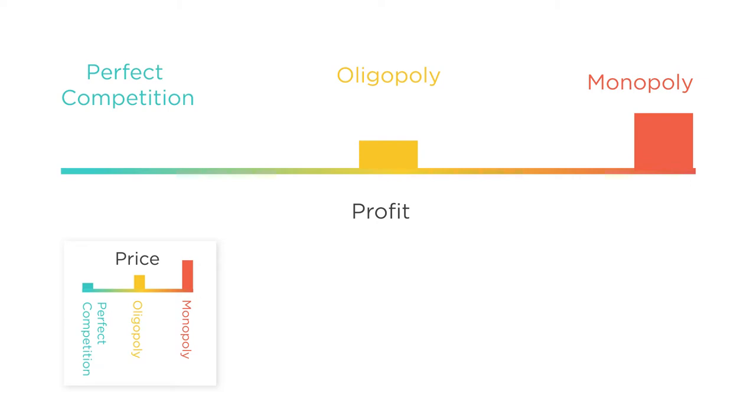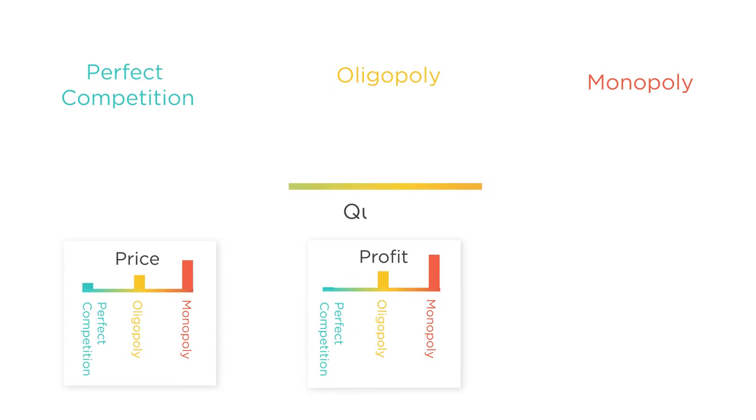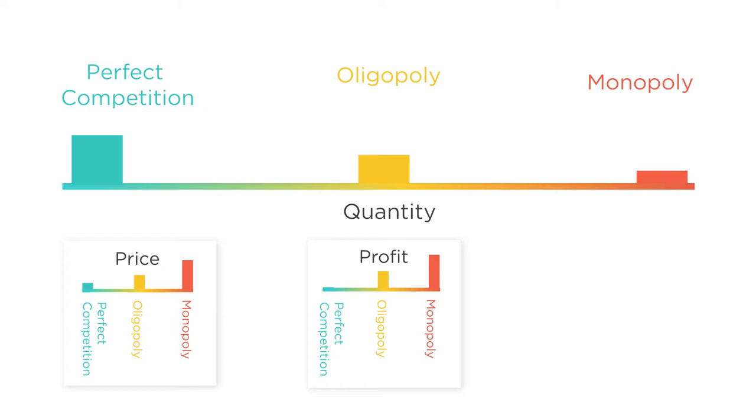Now think about quantities. Remember that regardless of the market structure, firms must respect the demand curve. So if prices are higher than those in perfect competition, quantities sold will be lower than in perfect competition. And if prices are lower than in monopoly, quantities sold will be higher than monopoly.